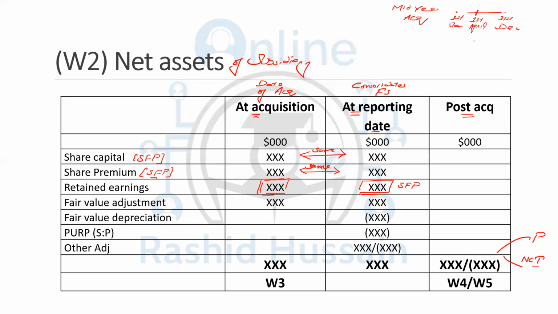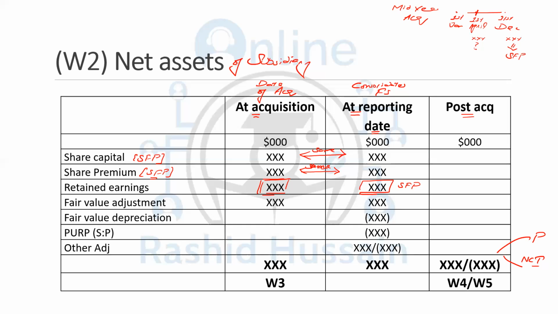So you need to know the retained earnings at acquisition. You need to know the retained earnings at reporting date. The retained earnings at reporting date, which is the last date of the year on which we are preparing the consolidated statement of financial position, is given. You go to the subsidiary's statement of financial position and you will find the retained earnings at reporting date. But the retained earnings at acquisition is a challenge. Now you need to calculate this figure. How can you compute that?